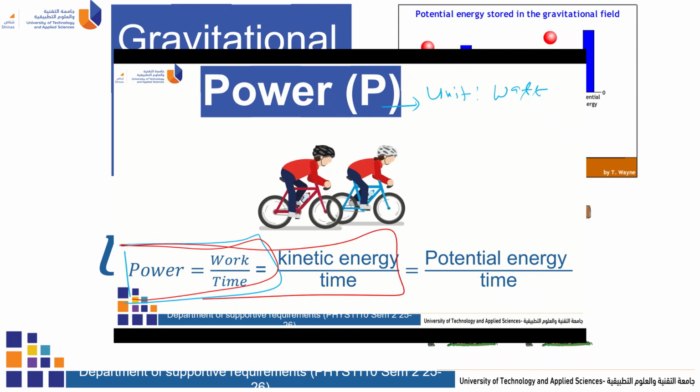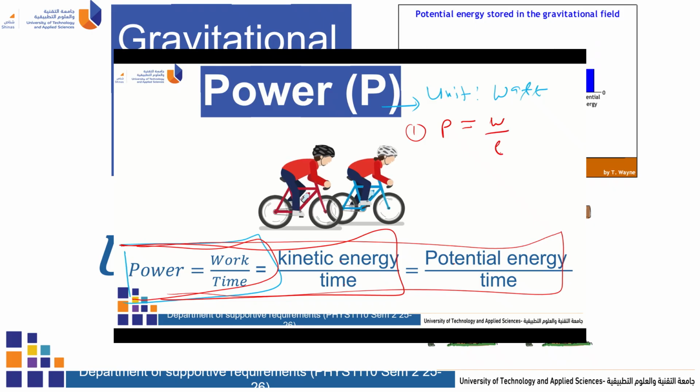And this is rule number 2: power equals kinetic energy over time. And this is rule number 3: power equals potential energy over time. So in short, power is equal to work over time; second, power is equal to kinetic energy divided by time; and power is equal to the potential energy U over time. So these are the formulas we are using for power.